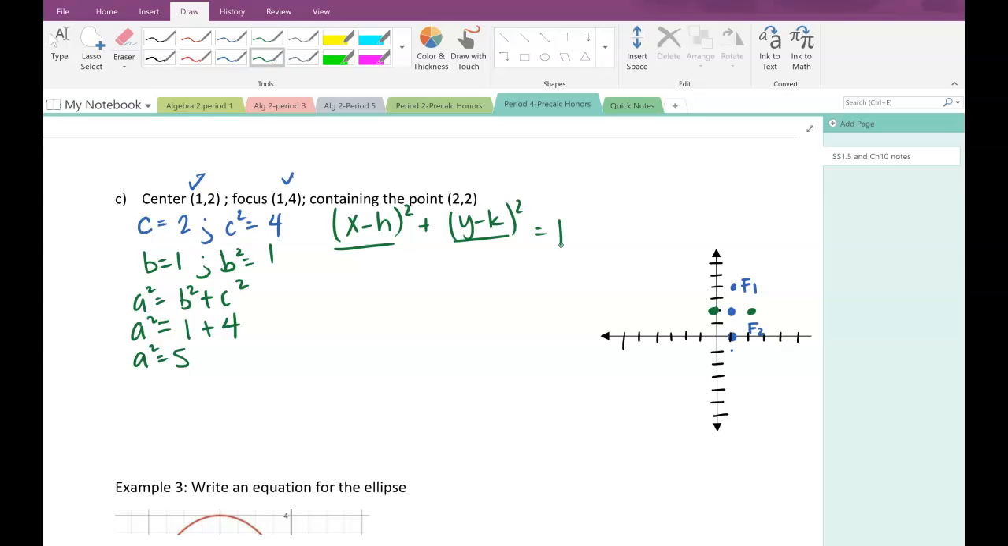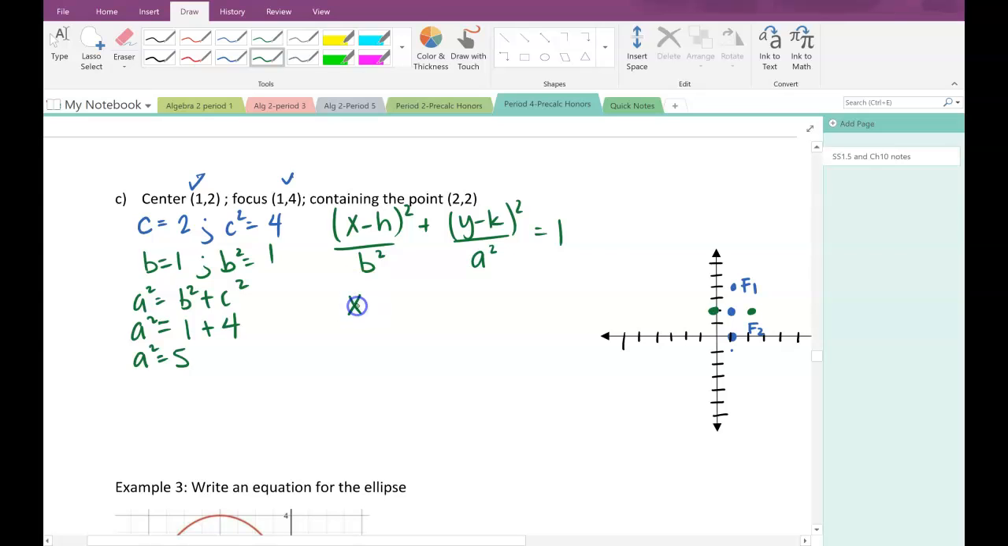Hopefully you said y minus k squared. That is dependent on how the ellipse is positioned. Since the foci are vertical, that means it's parallel to the y-axis. So the vertices will also be parallel to the y-axis. So because of that, a squared goes here, because a squared is always bigger than b squared in an ellipse.